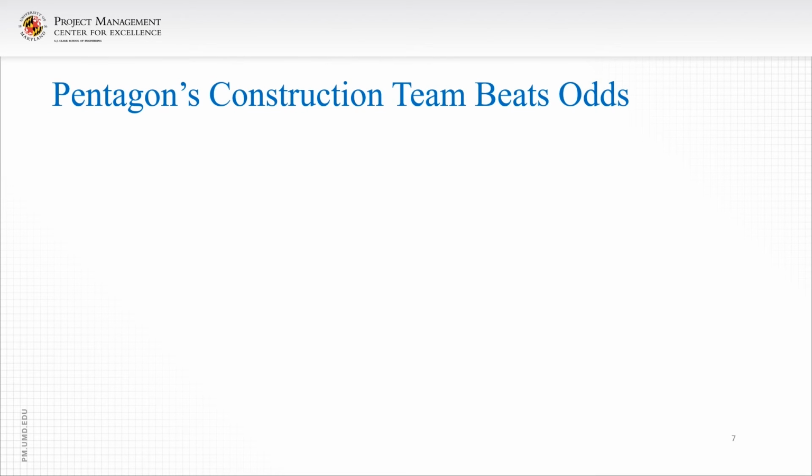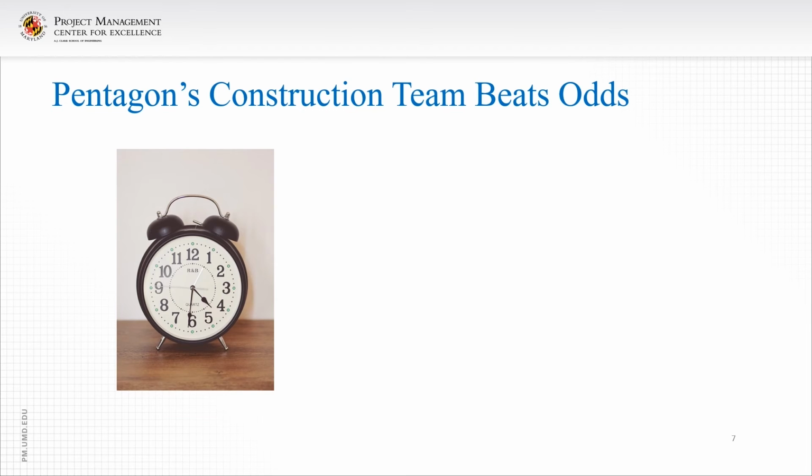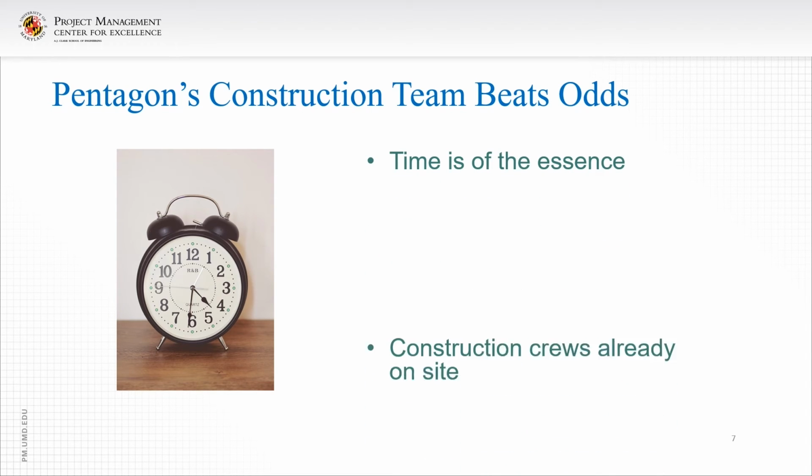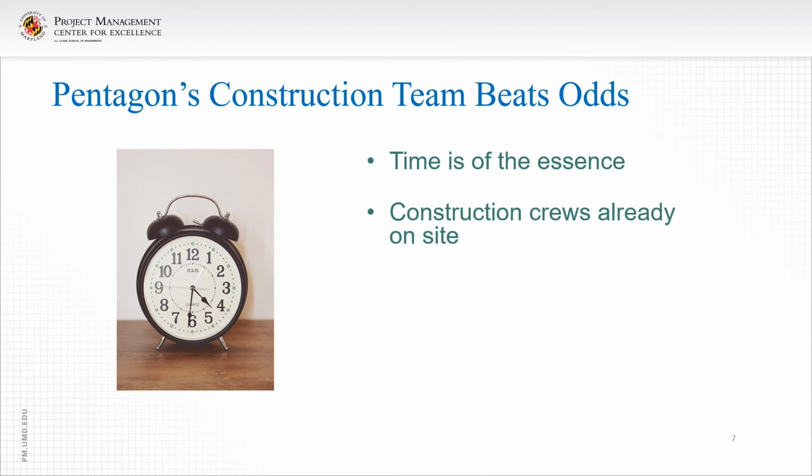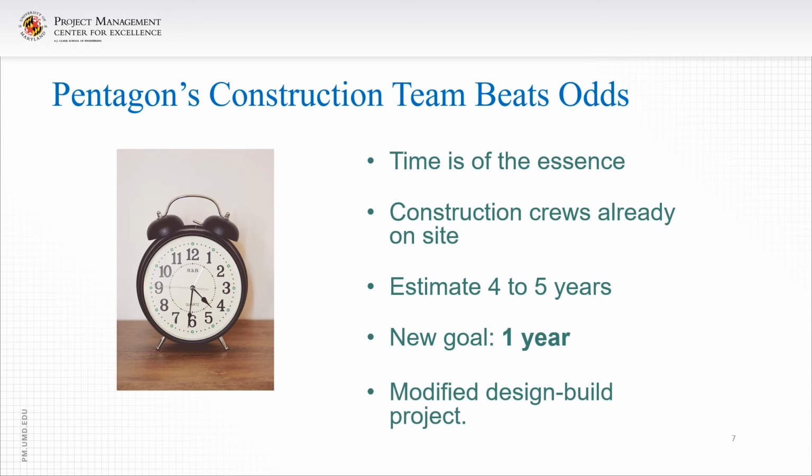So let's talk about how the Pentagon's construction team beats the odds. Time was of the essence. Construction crews were already on site, which was a big plus. Again, the estimate was 4 to 5 years. That's a long time. There was a lot of work to be done. But the new goal was 1 year. Very, very aggressive. So they went into a modified design build project delivery approach.